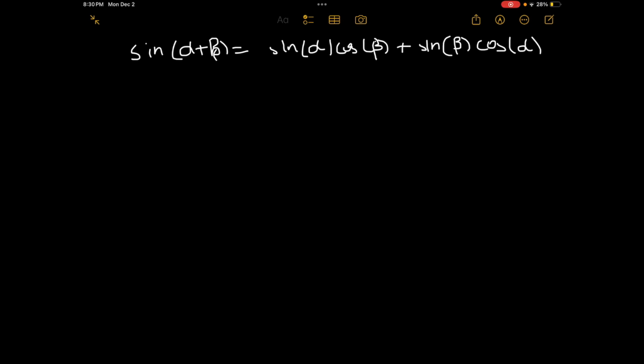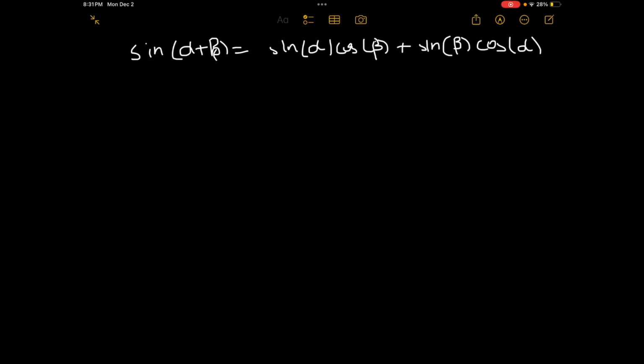Alright, so we can use the sum angle formula to solve the first problem out of the 4 problems I showed. But how do we solve the second problem? Well, this is actually much easier than it was to prove this first identity. What we can do is just plug in.